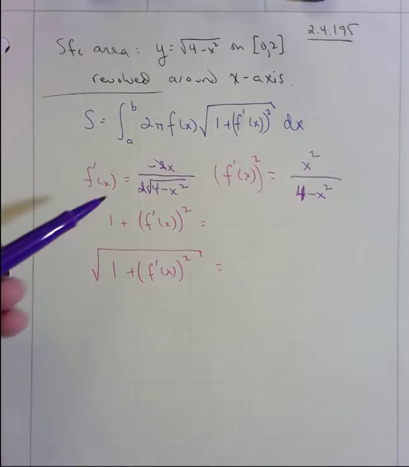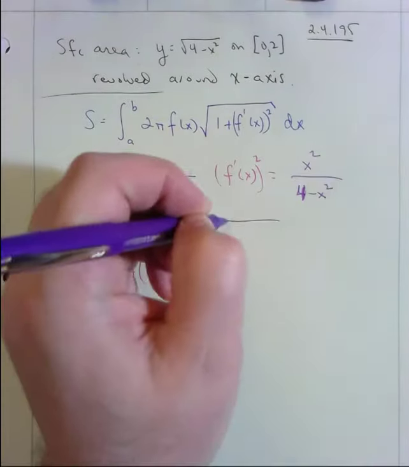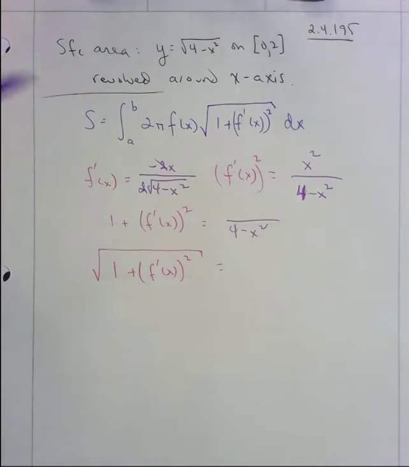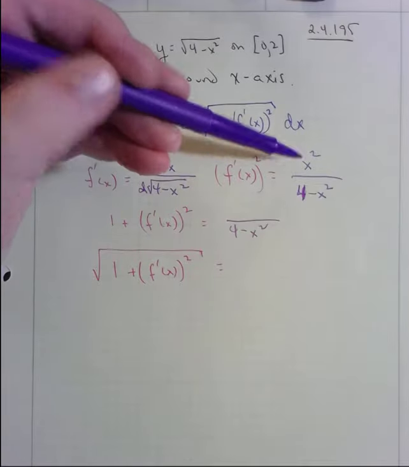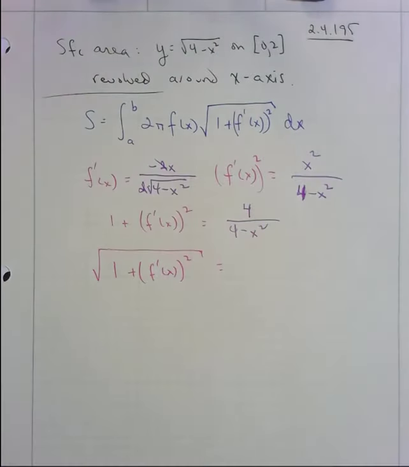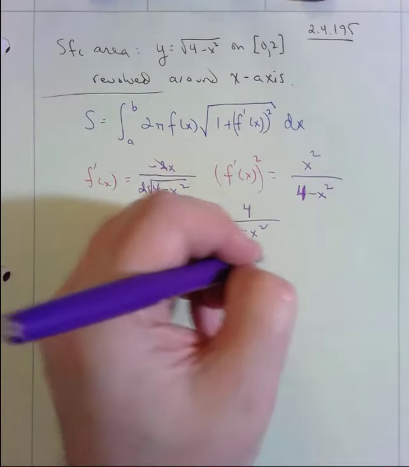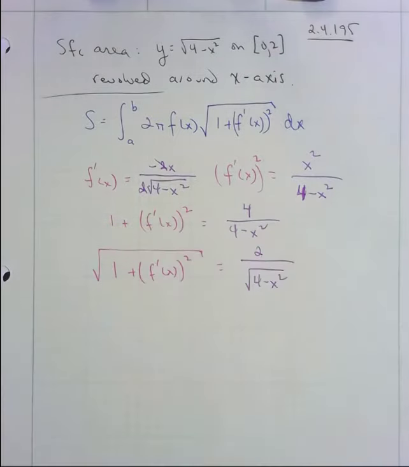And then when we add 1 to this, remember 1 can be written as 4 minus x squared over 4 minus x squared. So we'll have a common denominator of 4 minus x squared, and 4 minus x squared from the 1 plus the x squared from here leaves behind a lone little 4, and then the square root of that is just going to be 2 over the square root of 4 minus x squared.